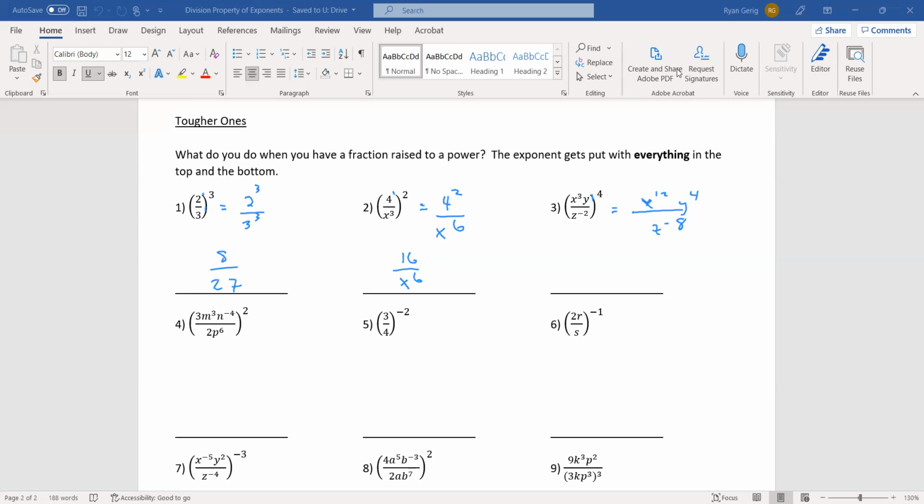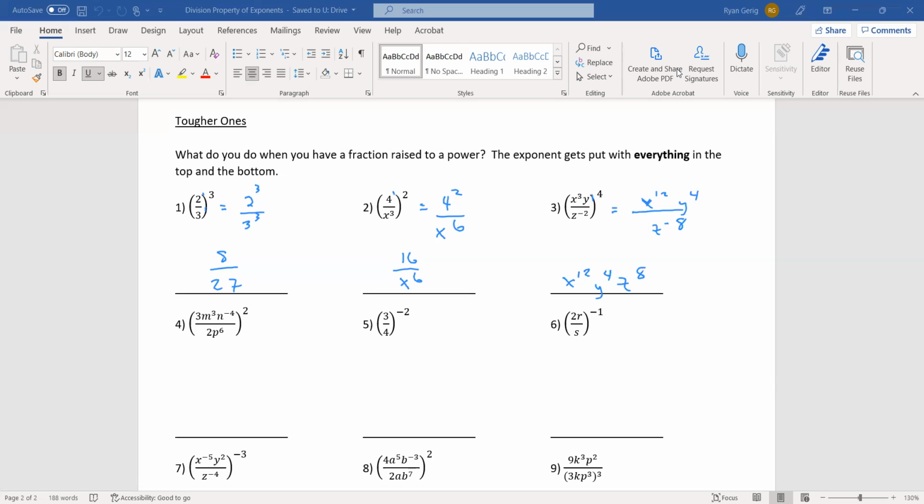Now, can't have negative exponents. So x stays on top, y stays on top, z is not happy on the bottom, it goes to the top, becomes z to the 8th. Okay, no fraction in this one. If you wanted to put over 1, you could, but there's your answer.